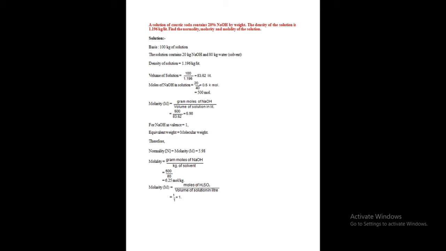Weight of the solution, how much? 100%, which means 100 kg. How does it come to 100 kg? 20 kg sodium hydroxide, 80 kg water. So this is 100 kg. Weight of the solution divided by density of solution, given as 1.196 kg per liter. So use this formula and find the answer: 83.62 liter.